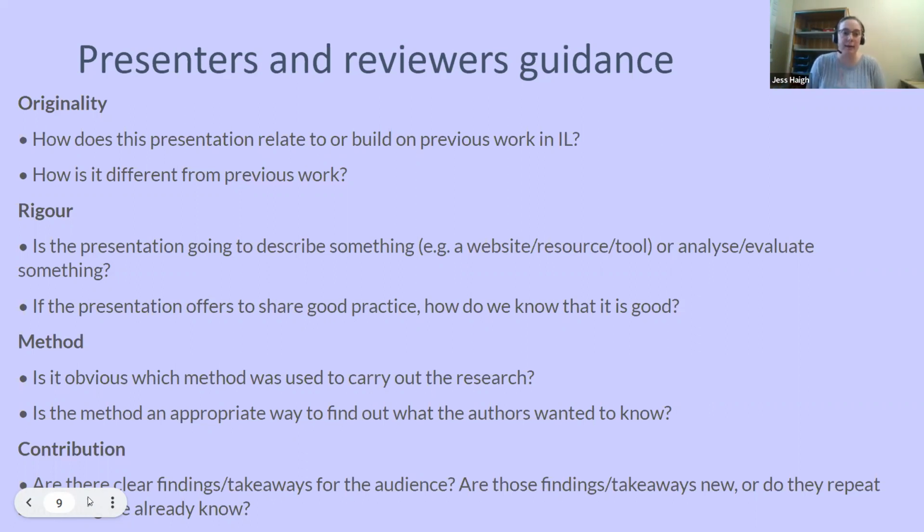They're also looking for rigor. Is the presentation going to describe something or evaluate something? And if it's sharing good practice, how do we know this practice is good? What evidence are you including that you've evaluated what you're presenting to us?